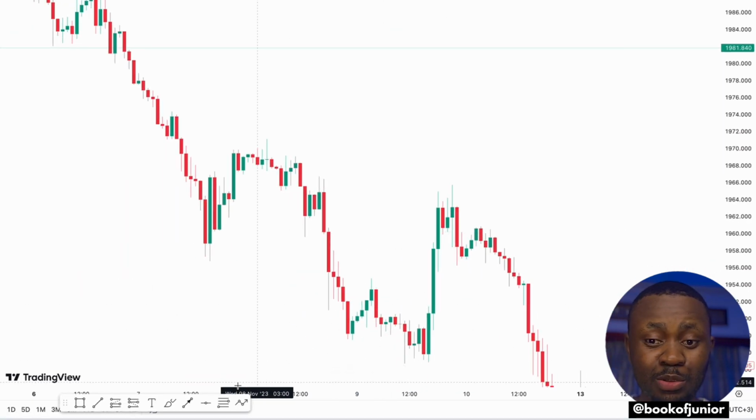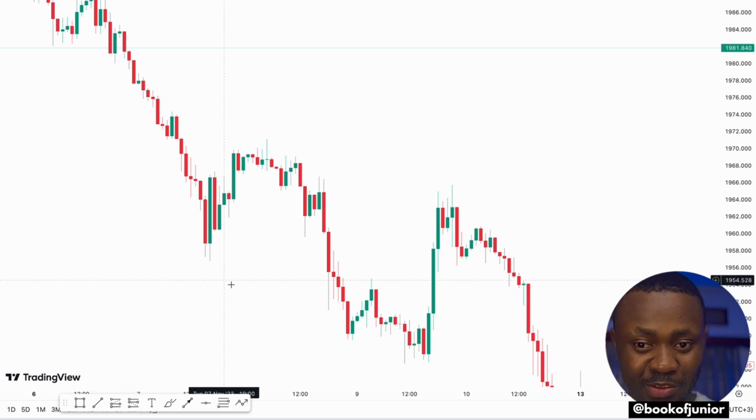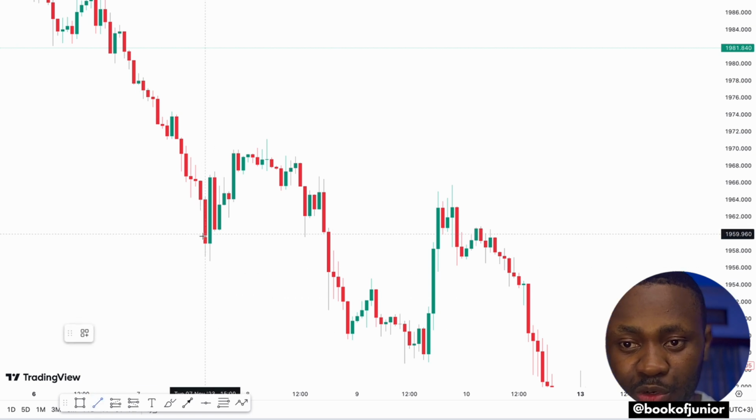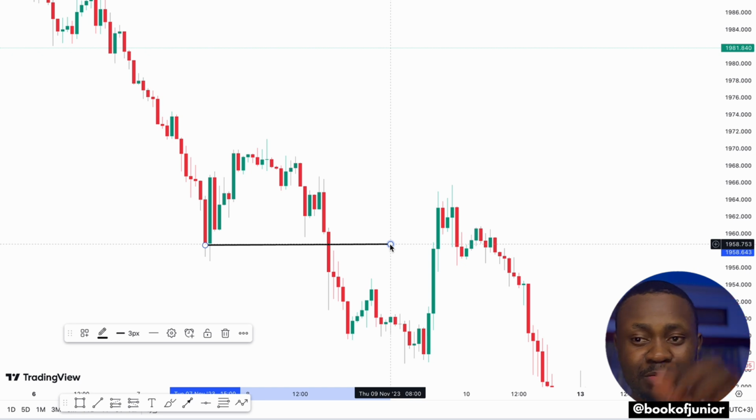This is another example. Again, as I mentioned, we need to see a downtrend market, as you can see. But in this downtrend, we had a break of structure. Where is our break of structure? Our break of structure was right here. Look at that. Traders, master this setup.